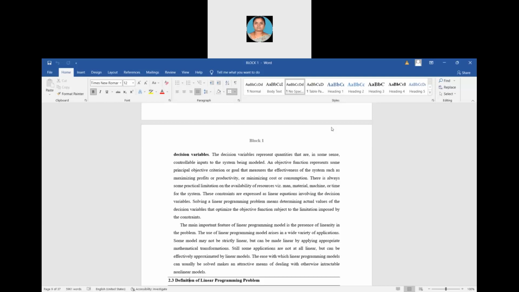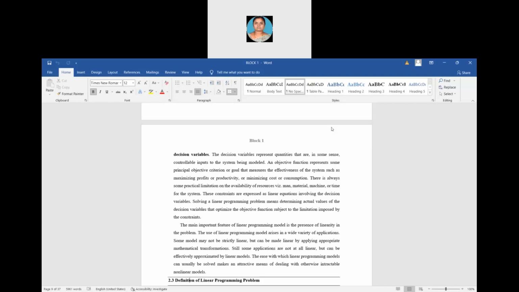There is always some practical limitation on the availability of resources. That is, limitations means there must be some constraint because like this much is only available. Only we can use this type of resources. That is nothing but the limitations. So the limitation occurs in terms of man, material, machine, or time for the system. These constraints are expressed as linear equations involving the decision variables, and solving a linear programming problem means determining actual value of the decision variable.